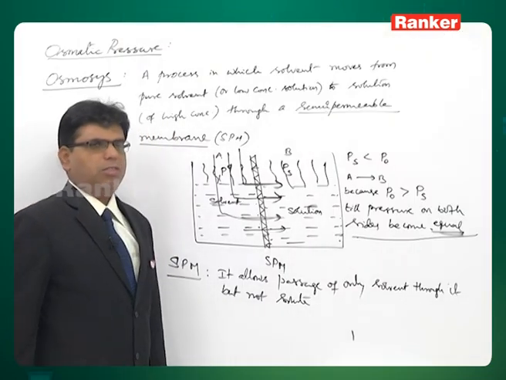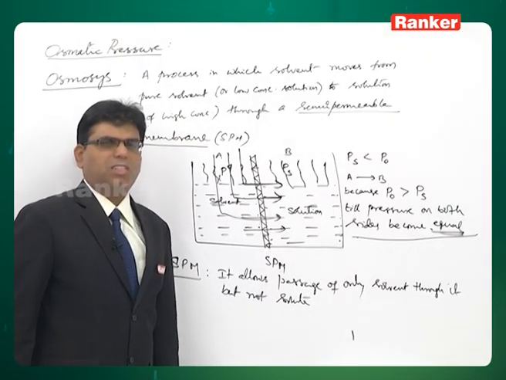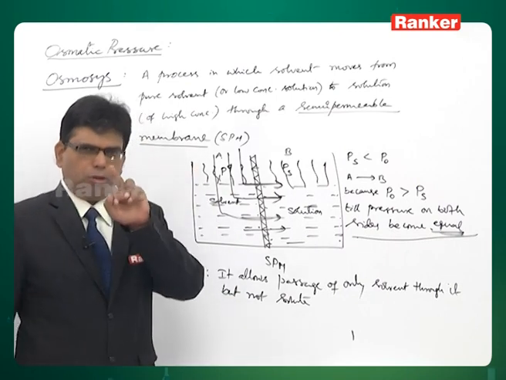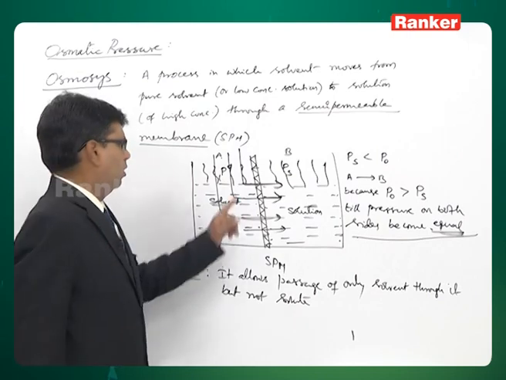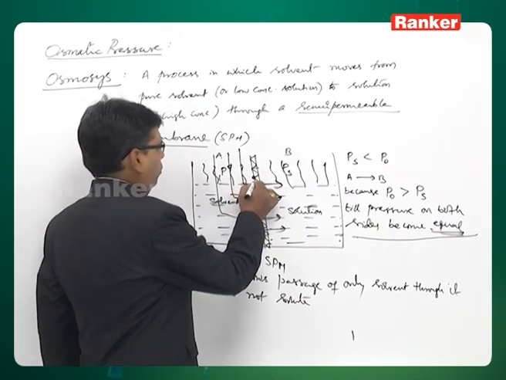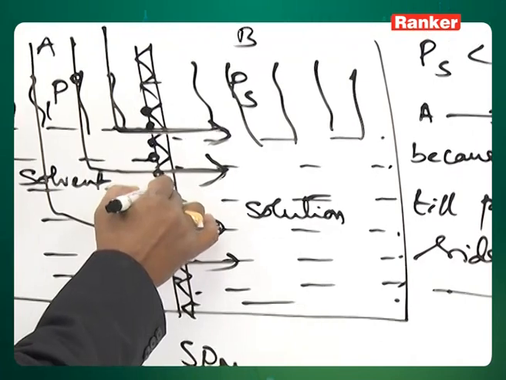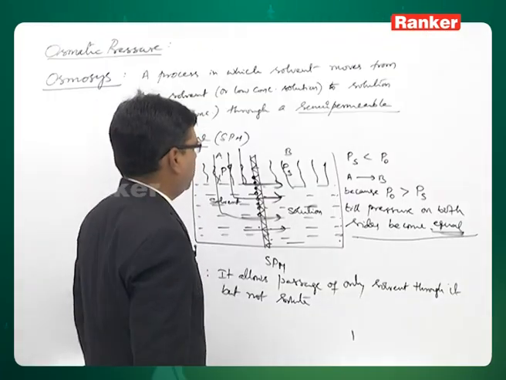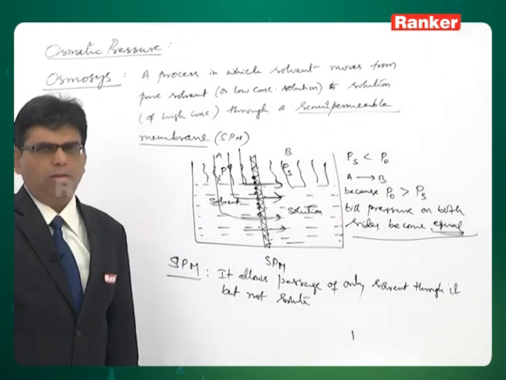The selection of the semi permeable membrane should be such that the pore size of the membrane should be such that here you will have pores, and the pore size is not too large, not too small, that is the reason we call it as semi permeable.